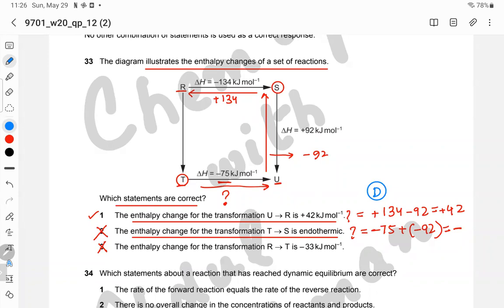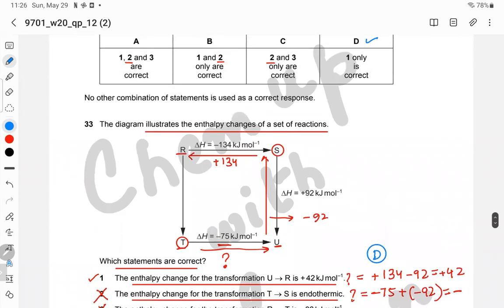Yes, negative is exo, Alicia. If we get the answer in the negative, then it's exothermic. And if we get the answer in the positive, then it's endothermic. Okay. Yes, B is incorrect. 2 is incorrect.